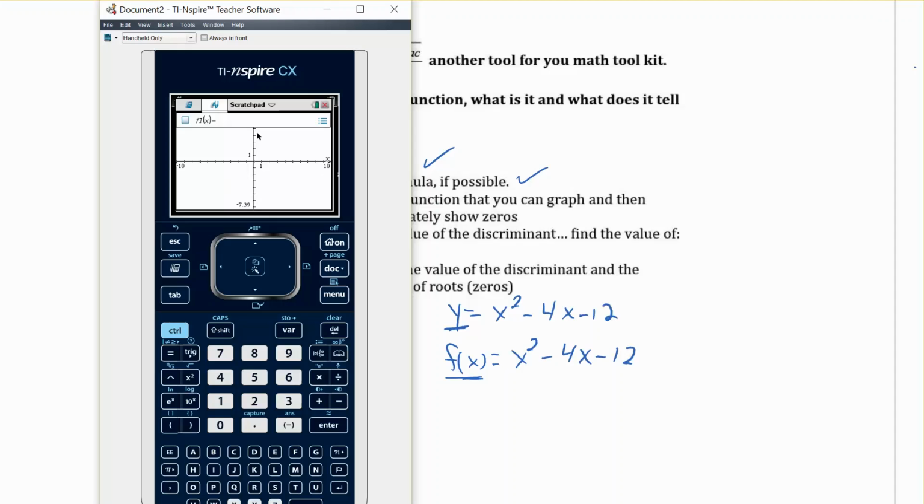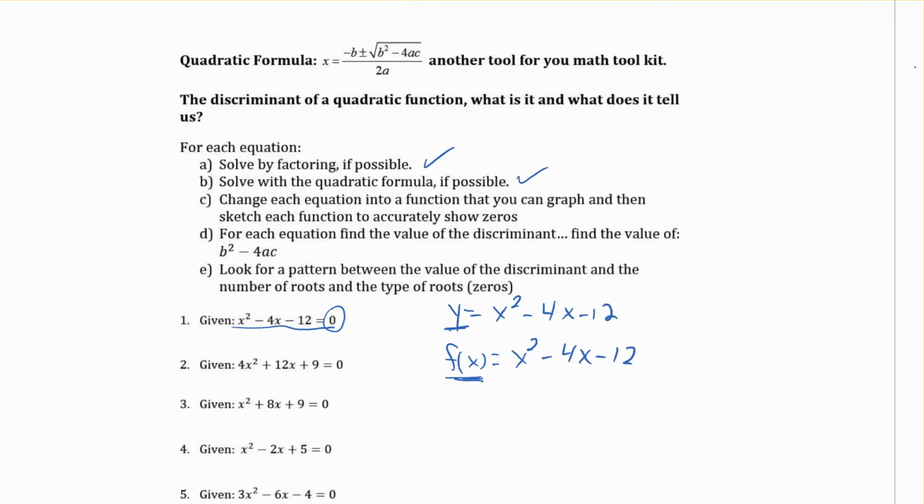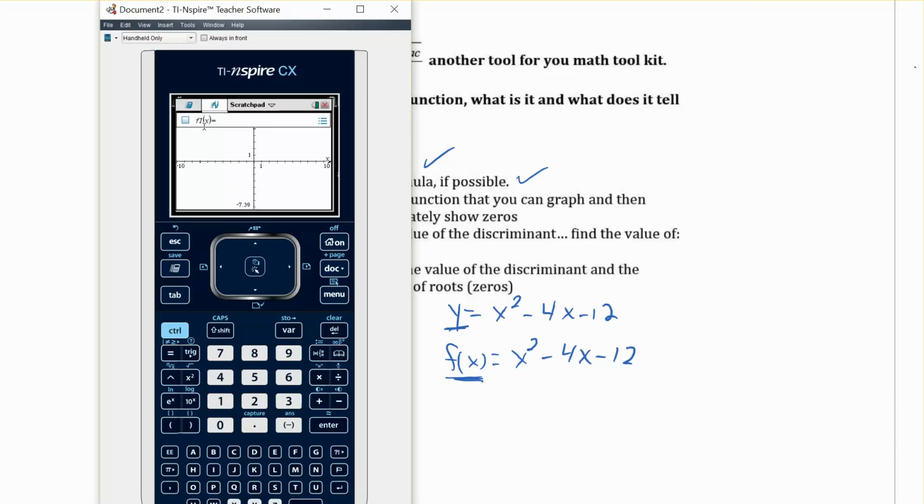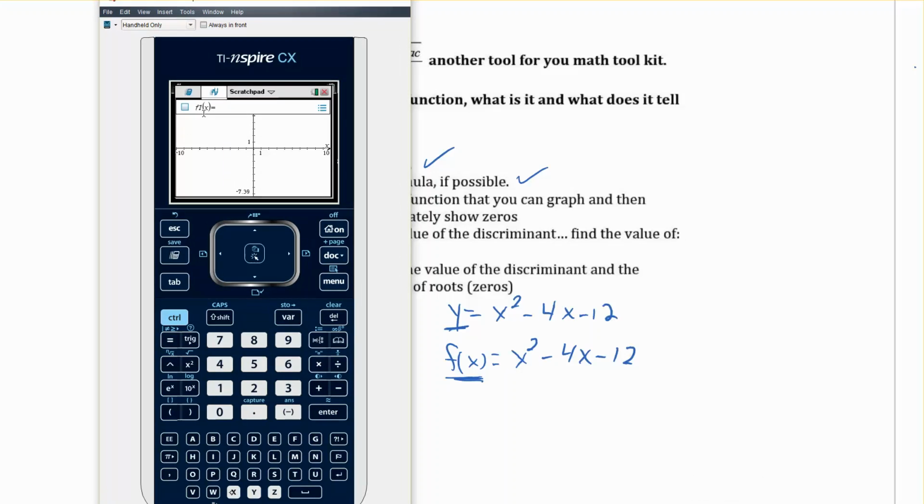So you can see right up here it says f of 1 and then x. It just means that's the first function, f of x. So all you have to do is put in x squared. So x is down the bottom there, right? X and then just the squared button, minus 4x minus 12. Push enter. It's going to look something like that.